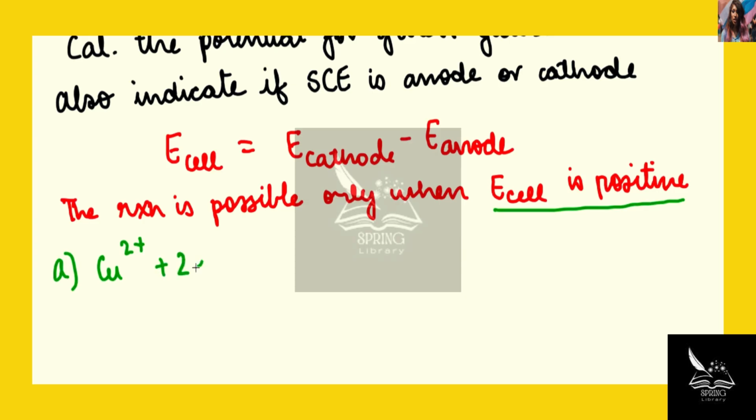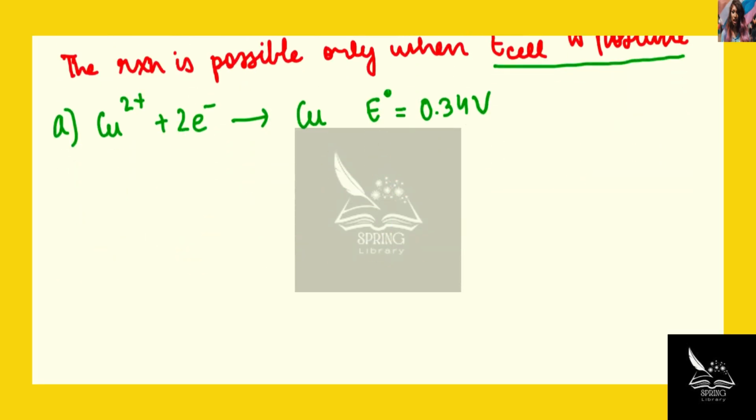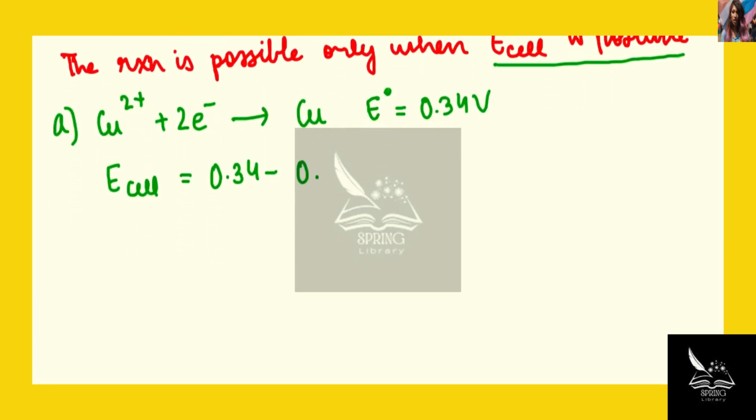First one is copper 2 positive plus 2 electrons giving copper, and we know that the E naught for this is 0.34 volts. We can look at it in the table given. So for this, E cell is equal to 0.34 minus 0.242. This gives you a value which is positive. So SCE is anode here because this is subtracted.